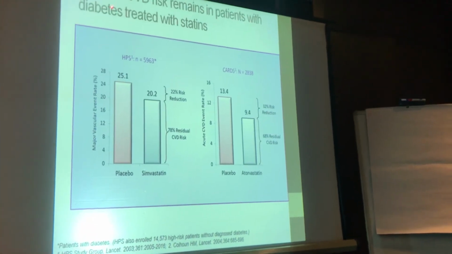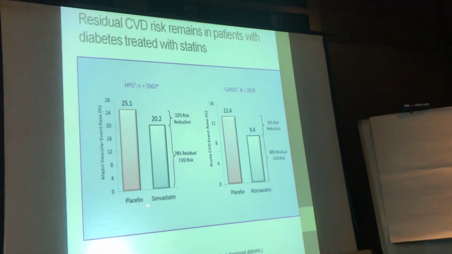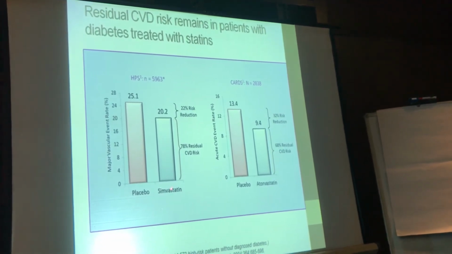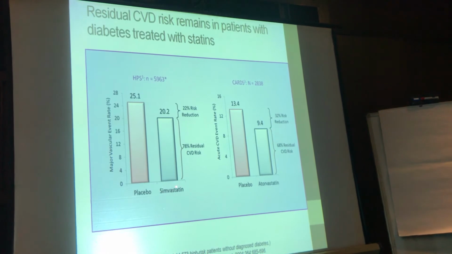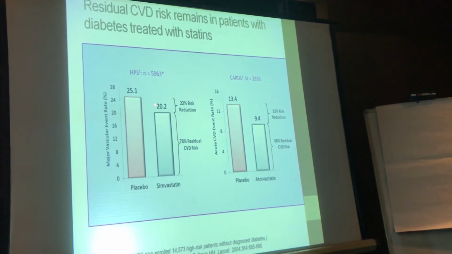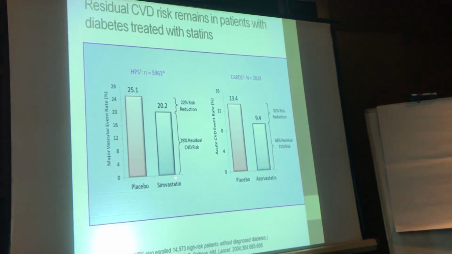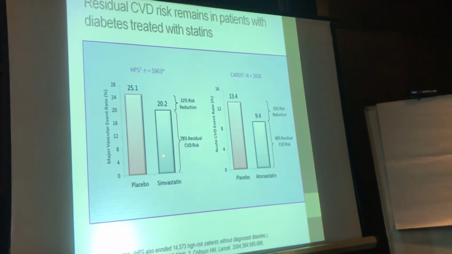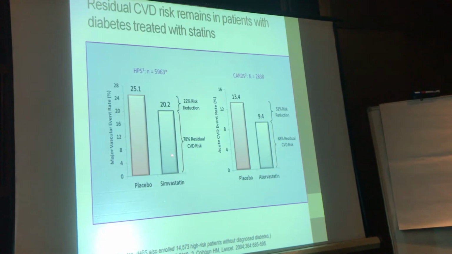Now, when the statins were introduced in 1987, there was a significant reduction. We had about 22% relative risk reduction with the use of statins, which are the number one drugs for the prevention of coronary artery disease and for secondary prophylaxis.